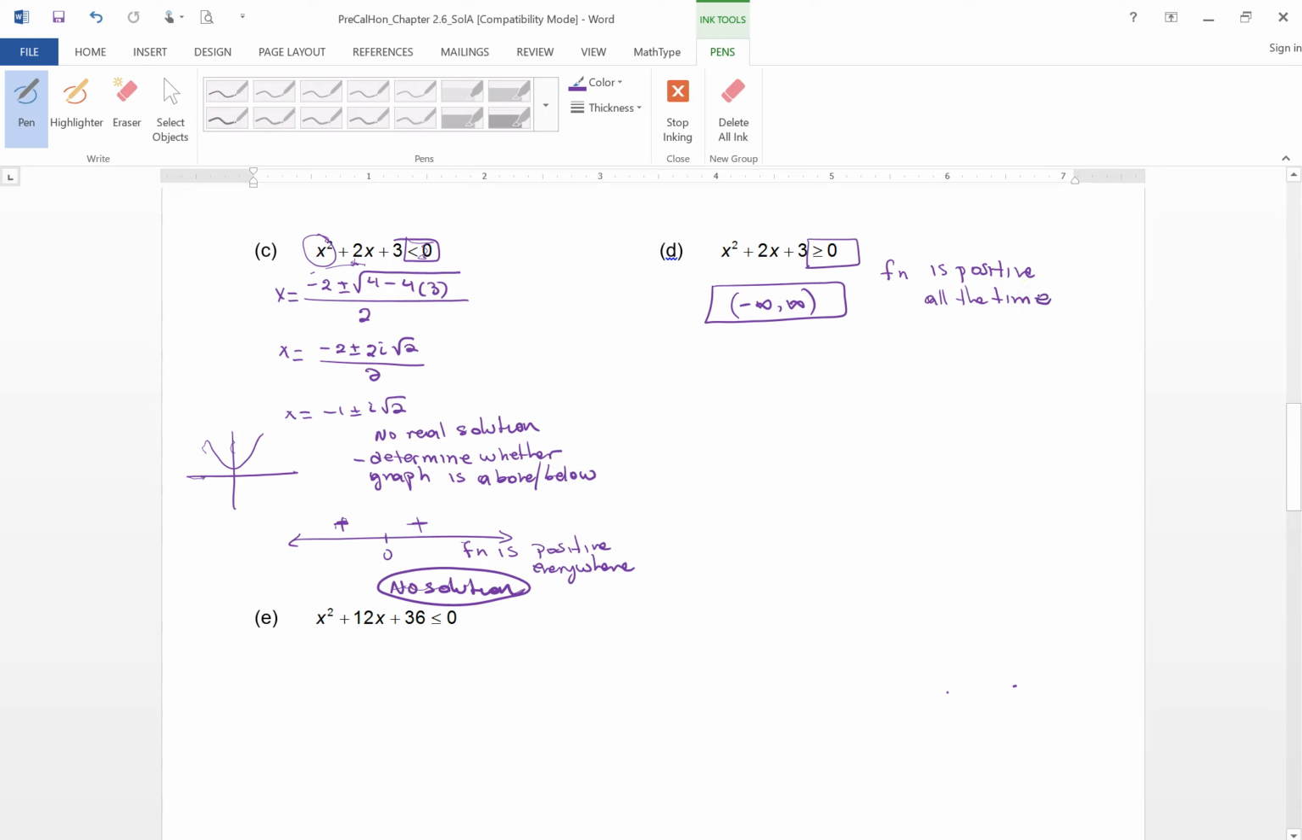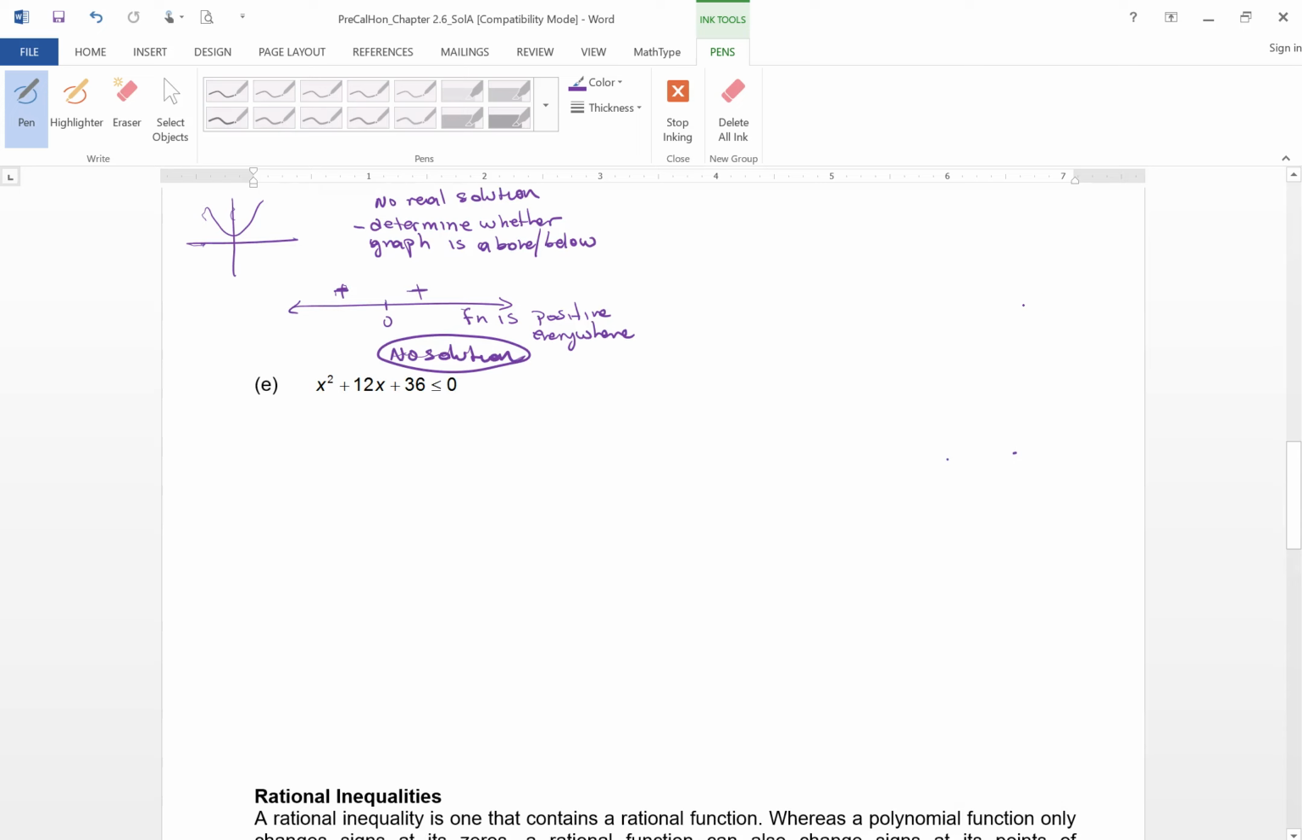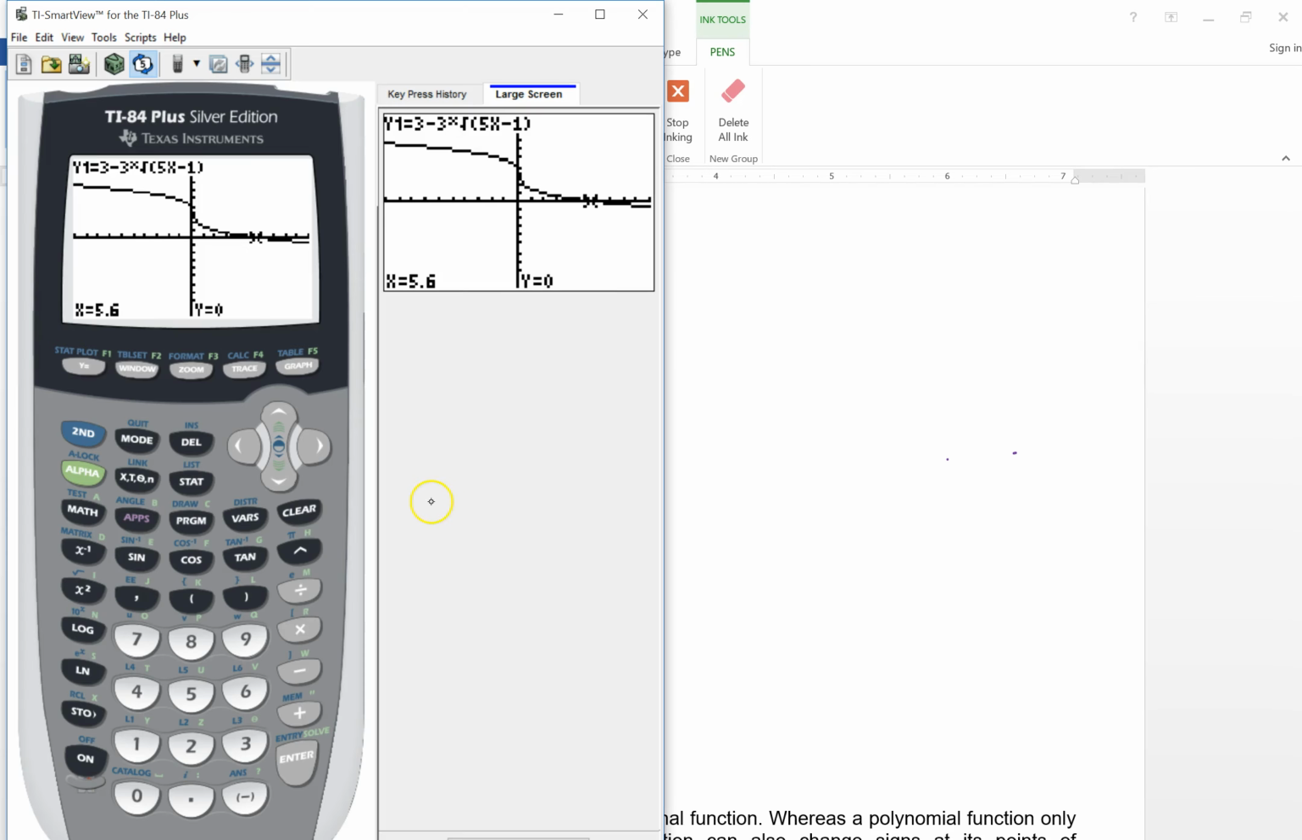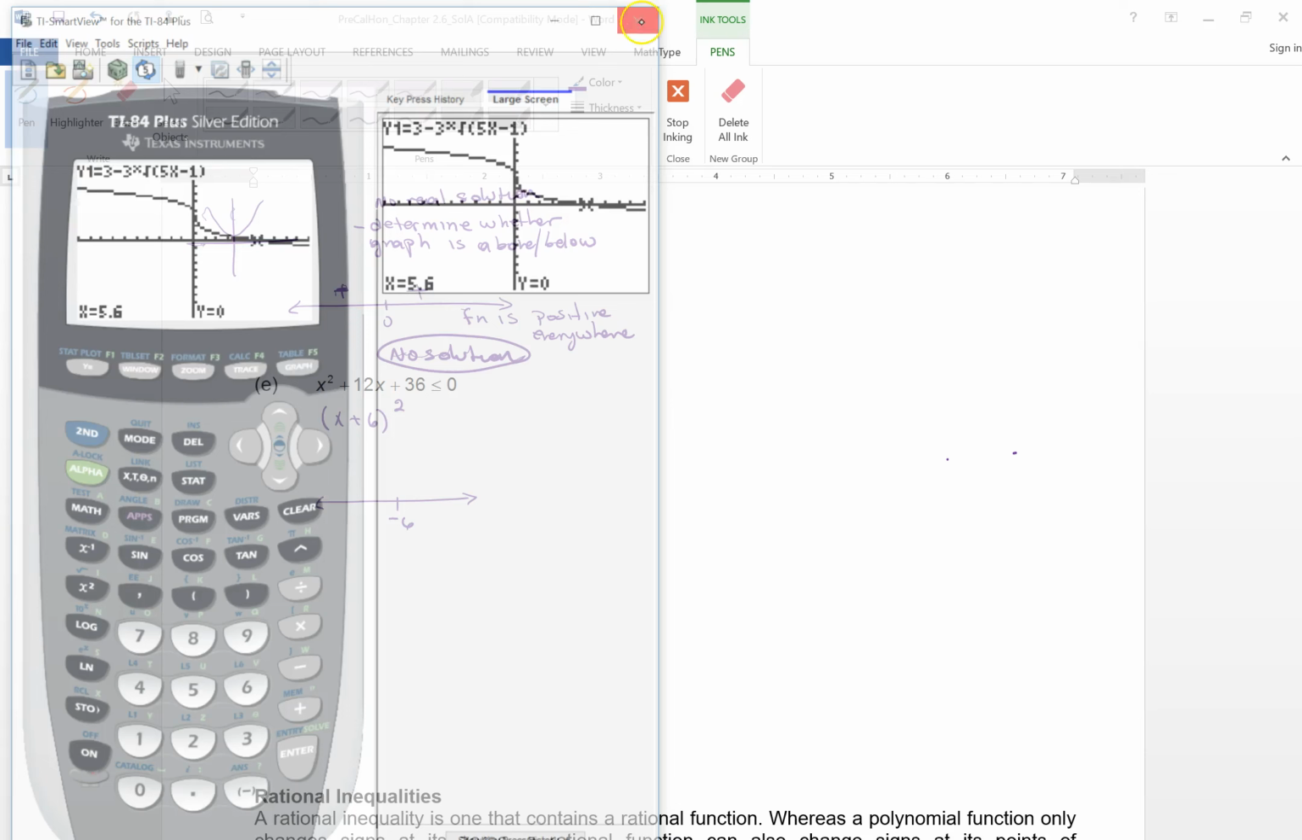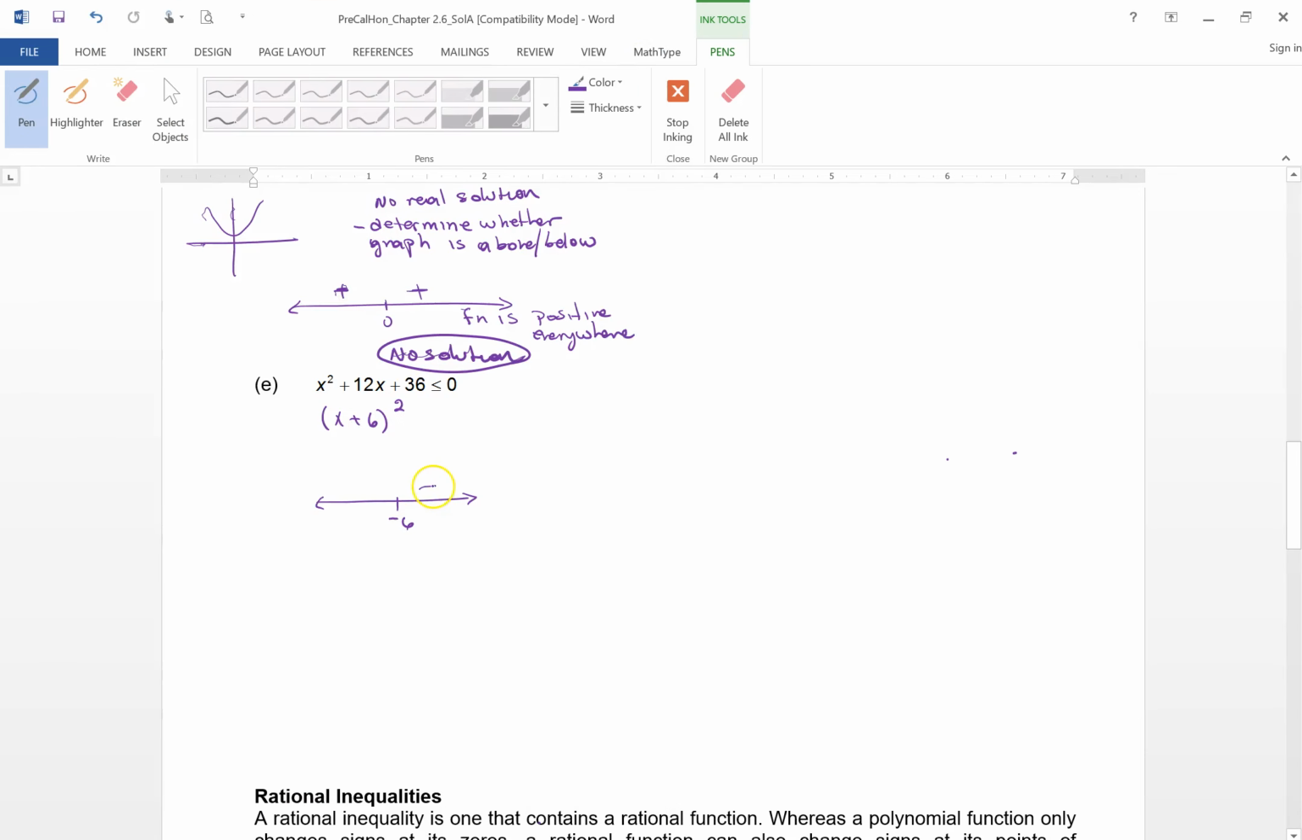All right, this next one is yet another exception. When you factor this, you get (x plus 6) squared. There is a multiplicity, so here is negative 6. If I pick 0, let's say, I get positive, and because the multiplicity is even, it's going to be positive on this side as well. The multiplicity is even. It could be 2, 4, 6, 8. As long as it's even at that 0, it's going to be the same sign on both sides.